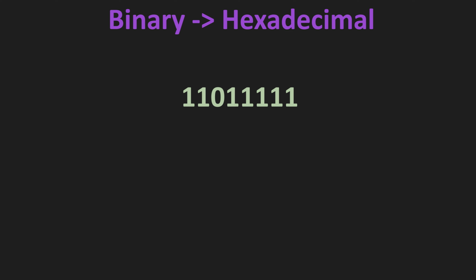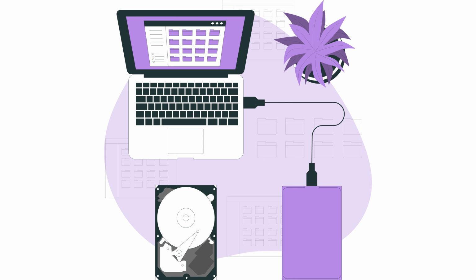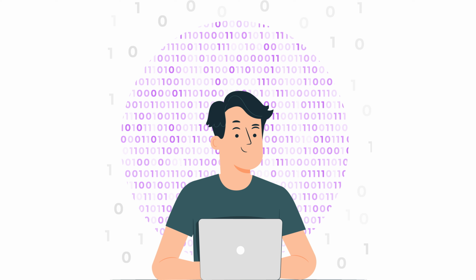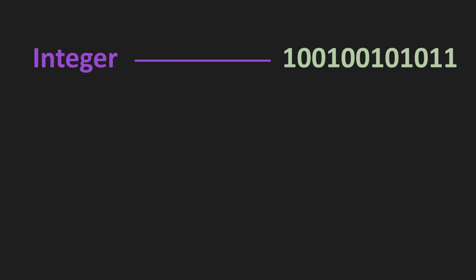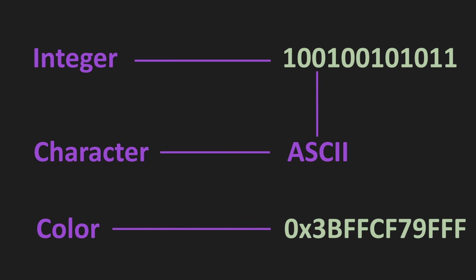Binary to hexadecimal is simple. Group the binary number into groups of 4 bits, starting from the right, and convert each group to its hexadecimal equivalent. Finally, let's talk about how the binary system is used in computer memory. The binary numeric system is used to represent all types of data, whether it's numbers, text, or even images. For example, integers are stored as binary numbers, and characters are represented using encoding schemes like ASCII, where each character is assigned a binary code. Colors are often represented in hexadecimal for convenience, but ultimately they're stored in binary.